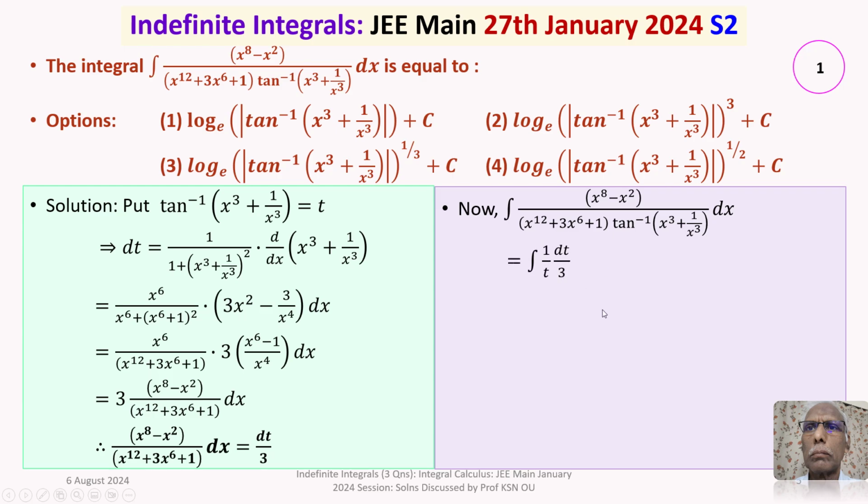So 1 by 3, after integration it is log of mod t to the base e plus c, where c is the constant of integration. Now substitute for t. 1 by 3 log of mod of tan inverse of x cube plus 1 by x cube to the base e plus c. This 1 by 3 we take inside the logarithm, and that will be log to the base e of mod of tan inverse of x cube plus 1 by x cube whole to the power of 1 by 3 plus c.